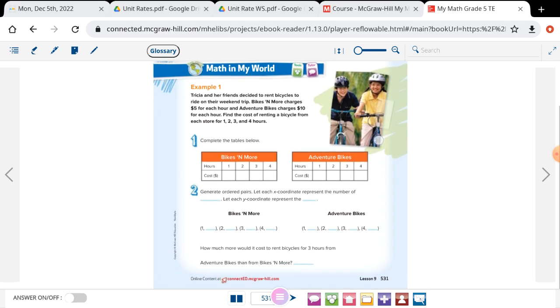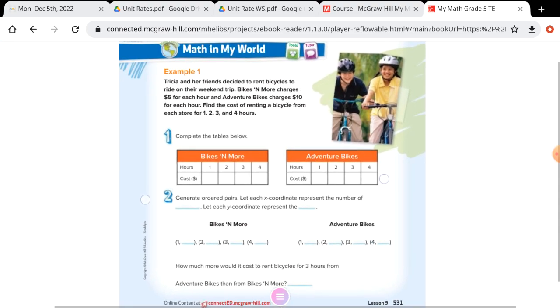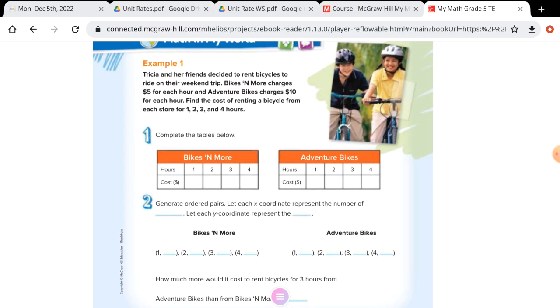So example 1 says, Trisha and her friends decided to rent bicycles to ride on their weekend trip. Bikes and More charges $5 for each hour, and Adventure Bikes charges $10 for each hour. Find the cost of renting a bicycle from each store for 1, 2, 3, and 4 hours. So we're comparing 2 different stores. How are they having us organize our information? Drake, how are they having us organize our information?